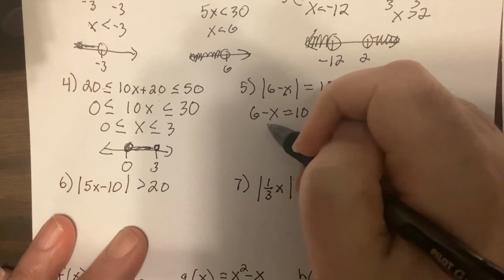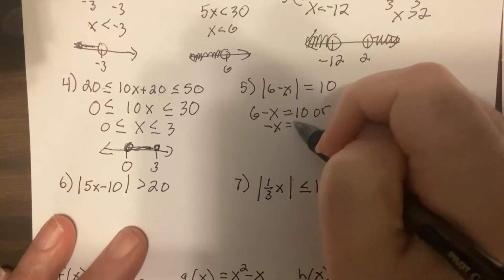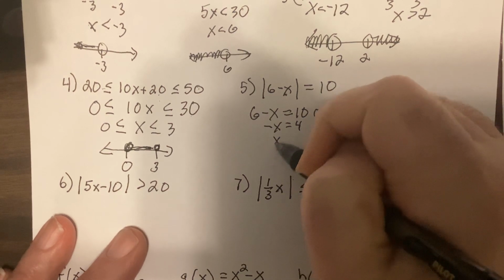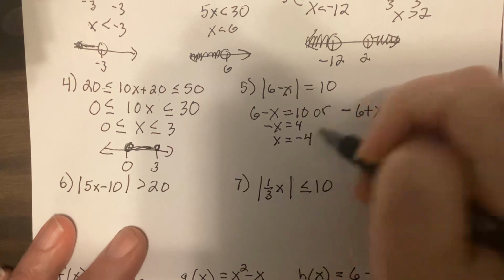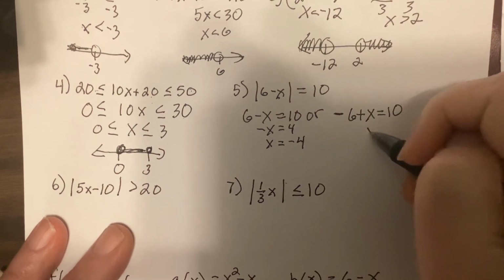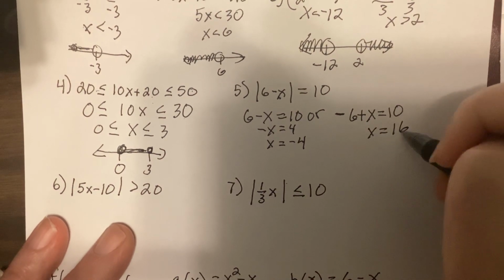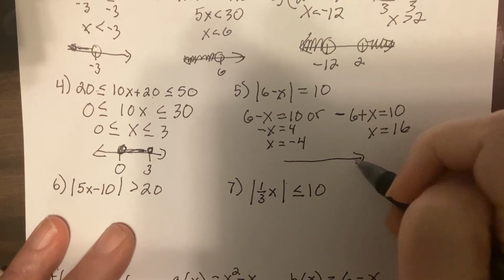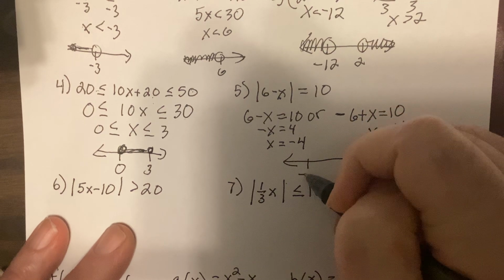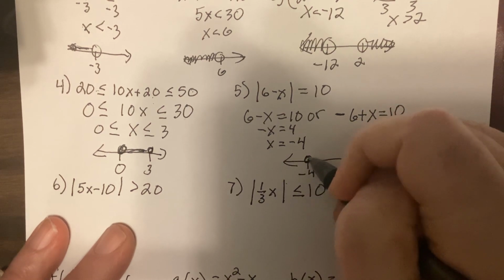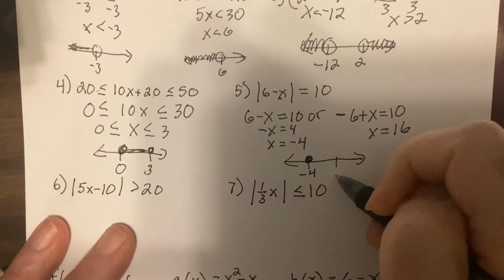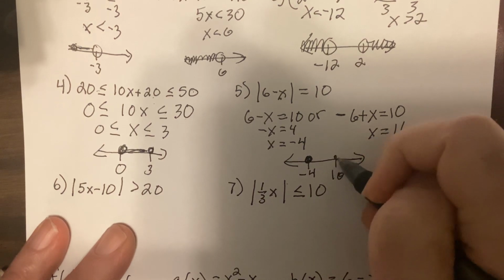So I'm going to subtract 6, take the opposite. Here I'm going to add 6. So dot at -4, solid. Dot at 16, solid.